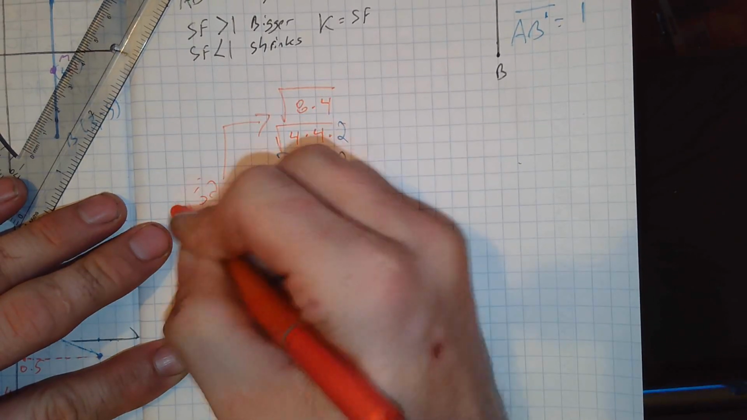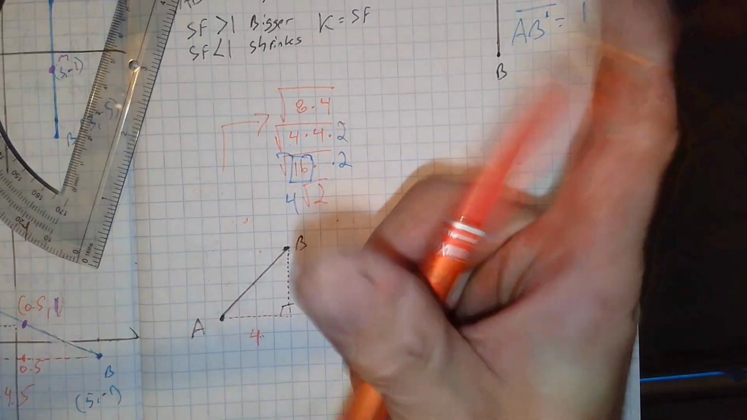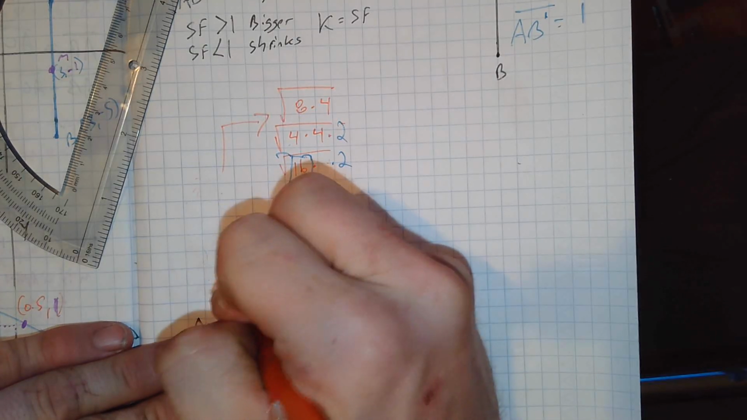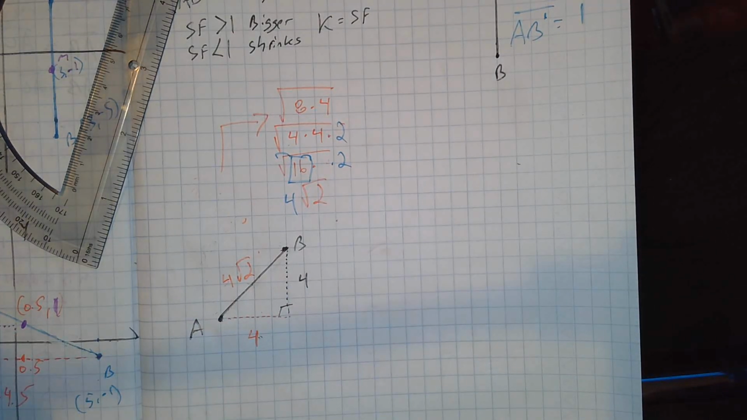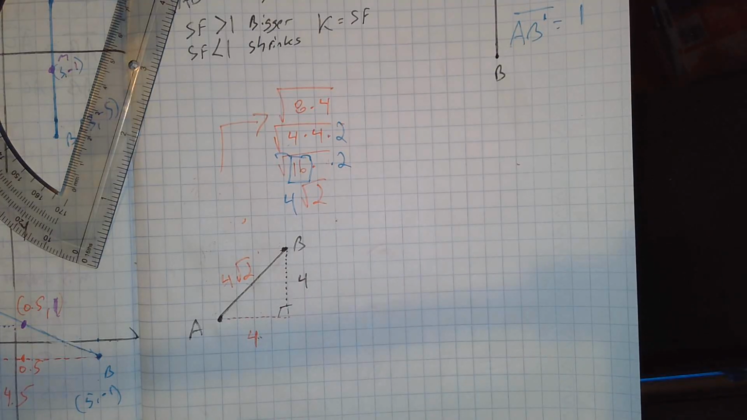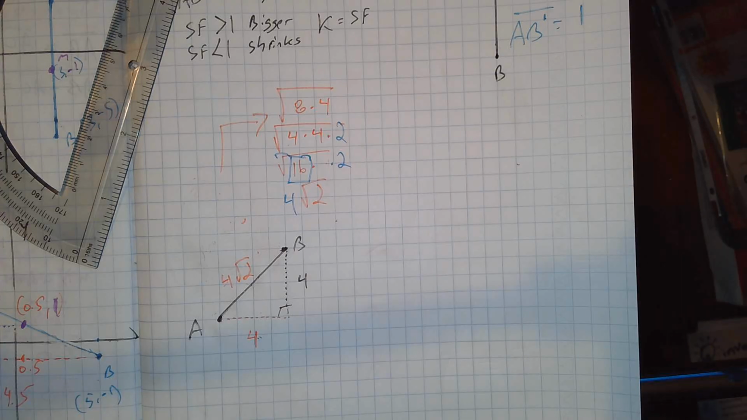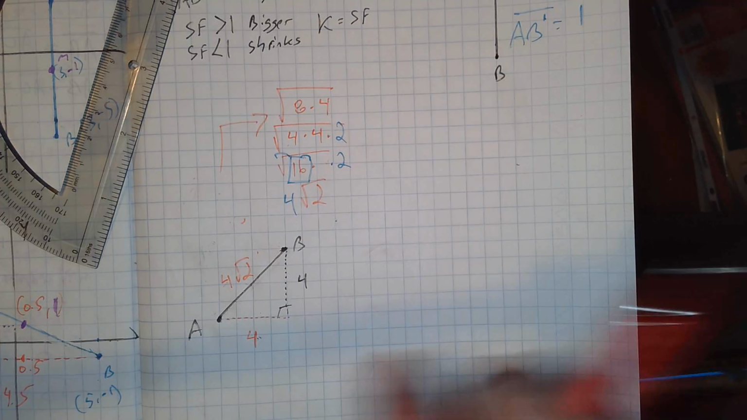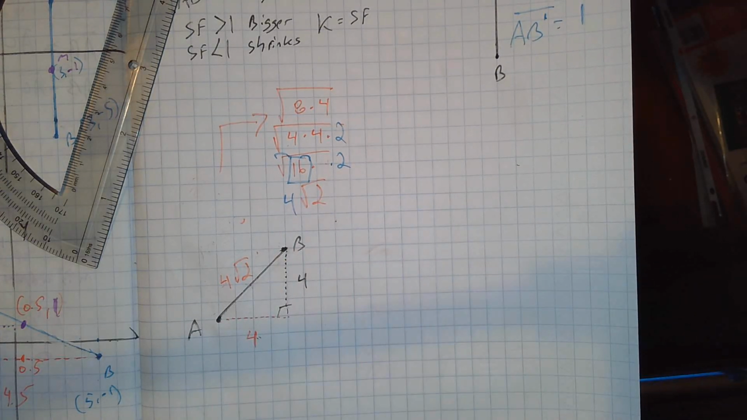Square root of 2 is like 1.4 something, right? So it's a little bit longer than that, okay? So that is the length of AB, right? If I want to dilate this, let's say I dilate it by 2 or 3. I want to make this length 3 times bigger.